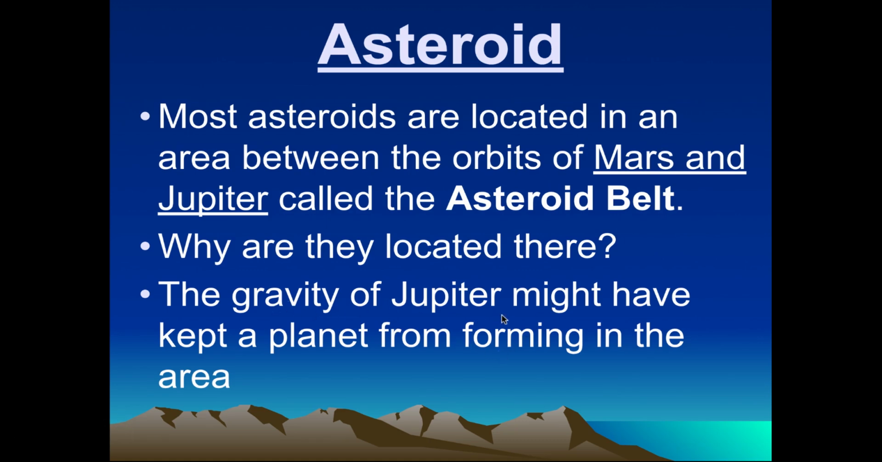They believe that the gravity of Jupiter might have kept a planet from actually forming in the area. So they think that these asteroids could have come together and formed their own planet, but because Jupiter is so massive and its gravity is so huge that these chunks of rock and these asteroids actually were more attracted to the orbit of Jupiter than to each other and never did form a planet.